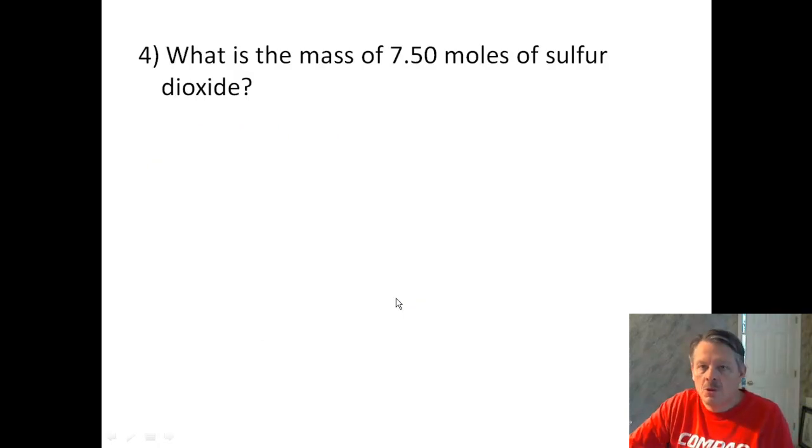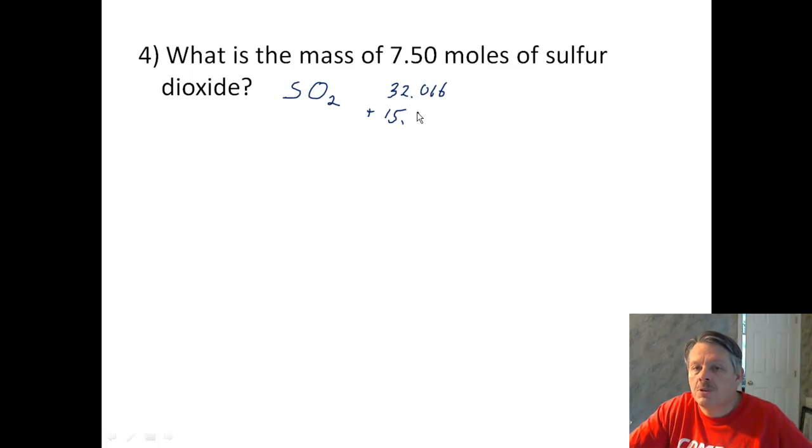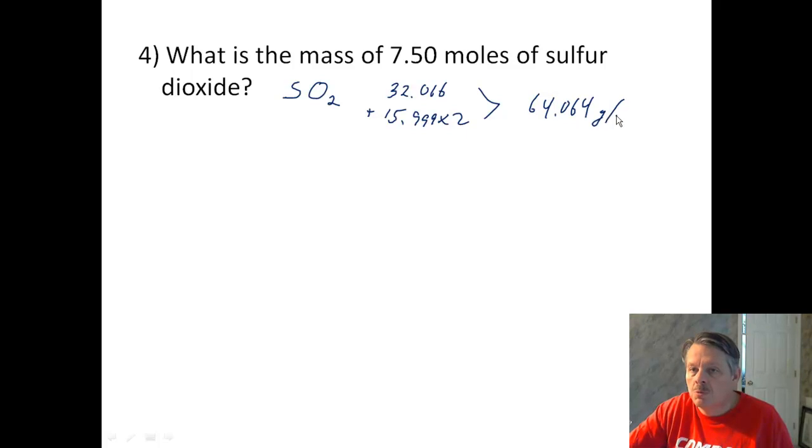All right, what's the mass of 7.5 moles of sulfur dioxide? Well, this is actually a two-step problem. You have to be careful here. You have to figure out that sulfur dioxide is SO2. So what is the molar mass of 1 mole of SO2? Well, 1 mole of SO2 would be 32.066 plus 15.999 times 2. When I multiply that out, I get a total of 64.064 grams per mole of sulfur dioxide.